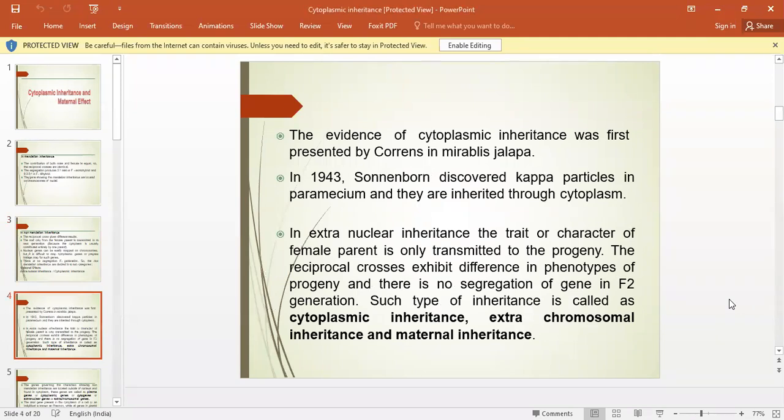Next, the evidence of cytoplasmic inheritance was first presented by the scientist Correns, and he observed this in a particular plant known as Mirabilis jalapa, also called the four o'clock plant. Basically, this plant is an ornamental plant. Ornamental means what? Used for decoration purposes.